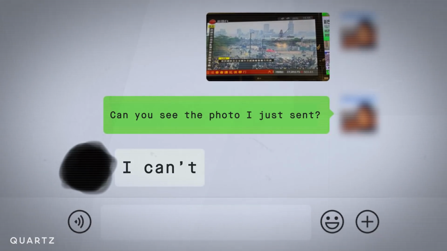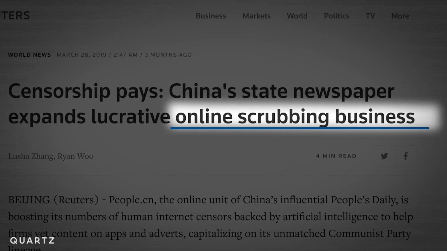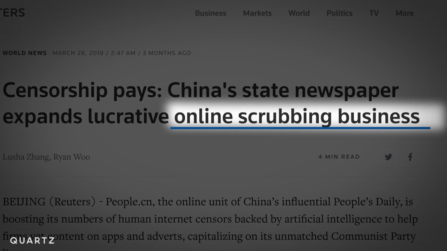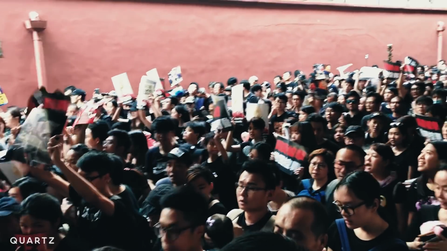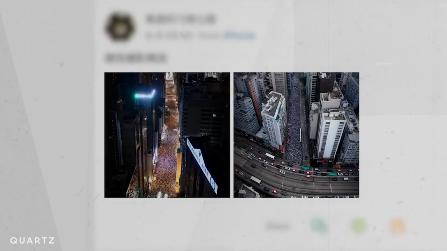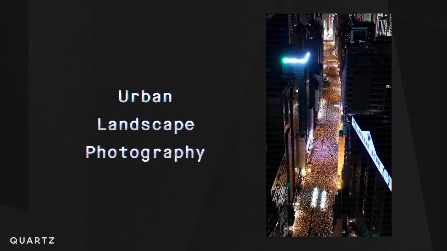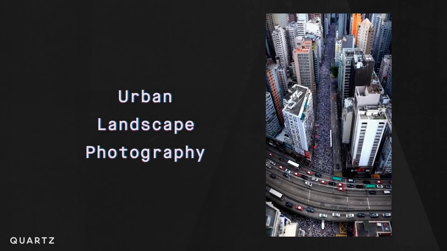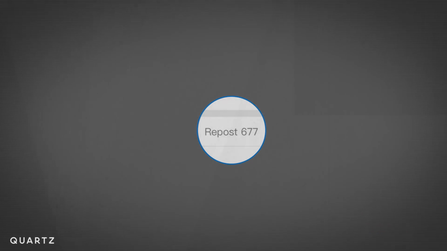Software can only do so much though, so the government also pays humans, often through private companies, to manually comb through content. It's become a huge industry, employing tens of thousands of people, and even more during big news events like this one, who adapt censorship to respond to events in real time. This Chinese user posted 2 protest photos on Weibo, disguised with the caption "Urban Landscape Photography." It seemed to work at first. The post was shared by more than 600 people, with many mentioning Hong Kong. Then the photos suddenly stopped spreading.